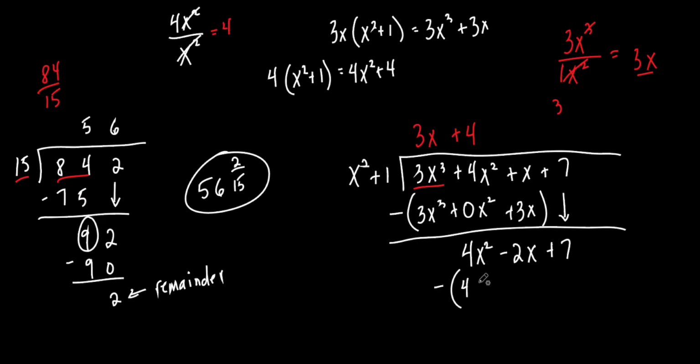So I'm going to go 4x squared. Now again, this is plus 4. Do I want to put the plus 4 underneath that minus 2x? No, because I can't add or subtract those like terms. So I push it over a little bit, right here.